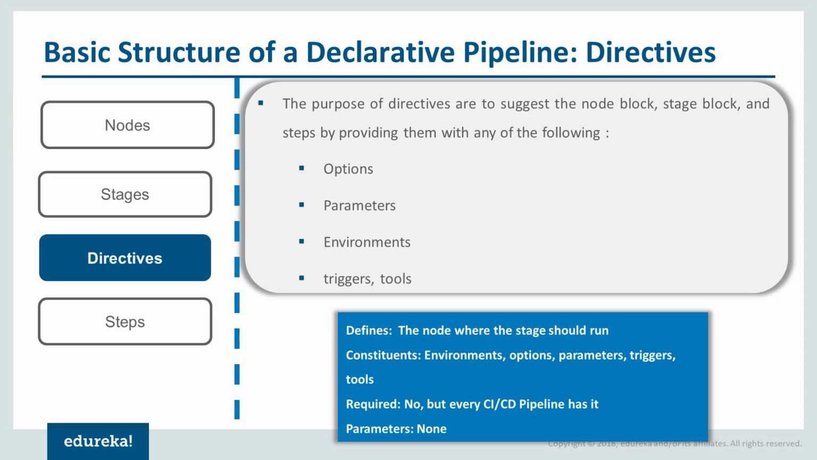Directives basically are instructions to the node block, stage block, and steps, provided by mentioning any of the following: options, parameters, environments, triggers, tools. Those are examples of directives. It defines where the stage should run, and you can define environments and options. It is one of the optional fields. You don't have to compulsorily have it, but most CI/CD pipelines will have a directives stage.